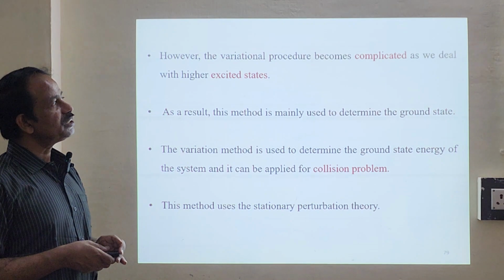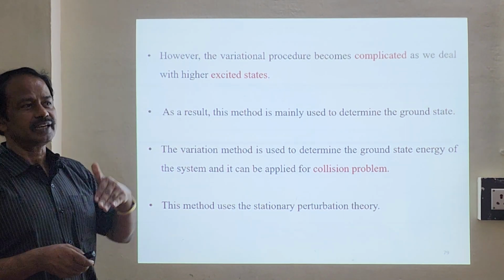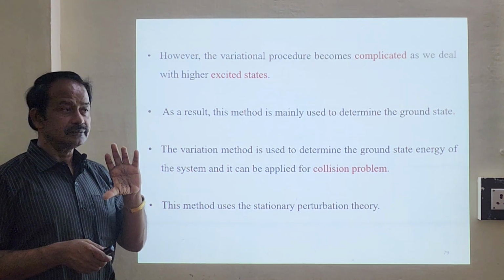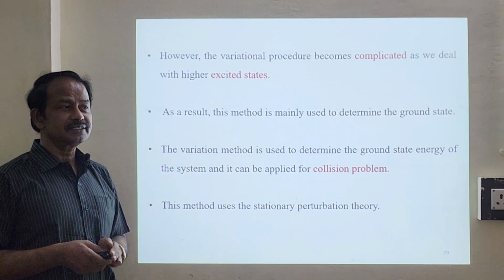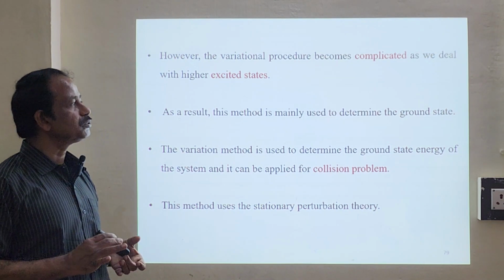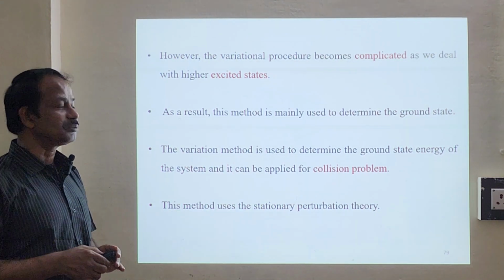The variation procedure becomes complicated as we deal with higher excited states. As I said, for the higher excited state, first order is okay. For the second order and third order, the answer that we get will have more error relative to the actual energy. As a result, this method is mainly used to determine the ground state energy, and it can also be used for the collision problem.